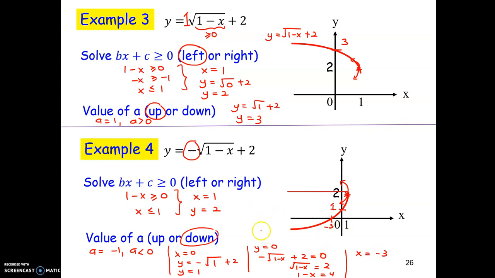So do make sure you write down what is the equation. So this is y equal to negative square root of 1 minus x plus 2. Okay, that's all.